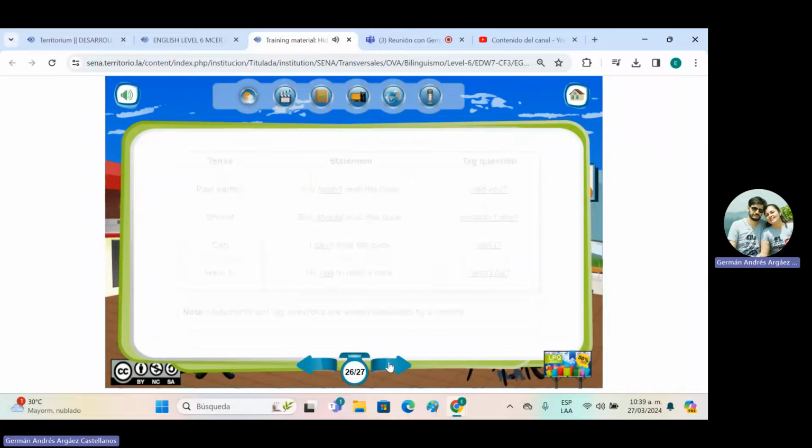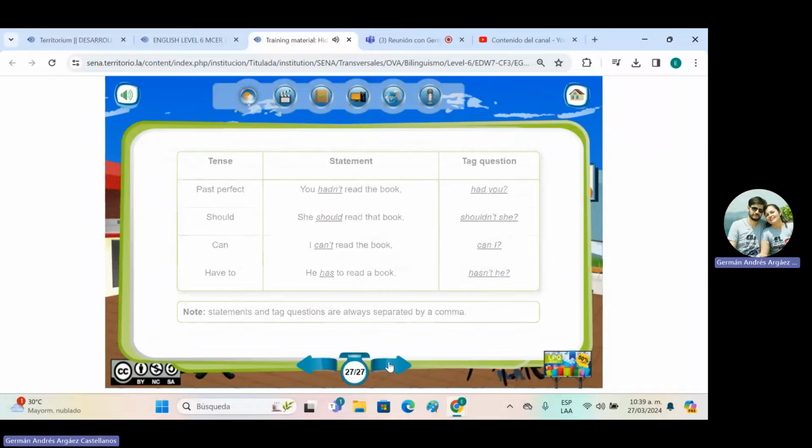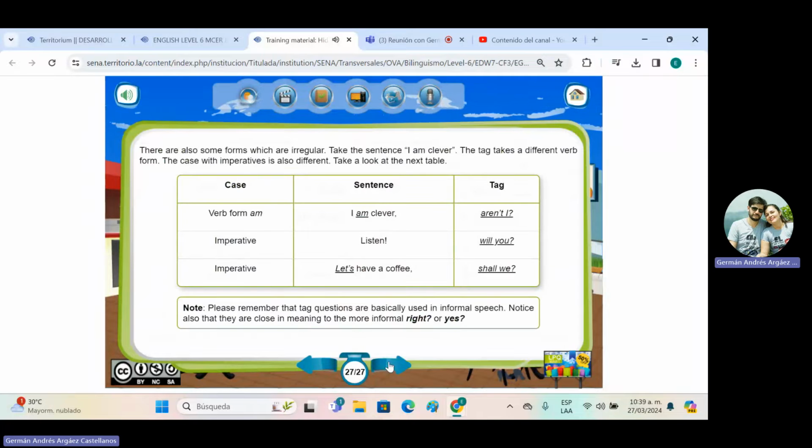Tense: future tense, past. There are also some forms which are irregular. Take the sentence, I am clever. The tag takes a different verb form. The case with imperatives is also different. Take a look at the next table.